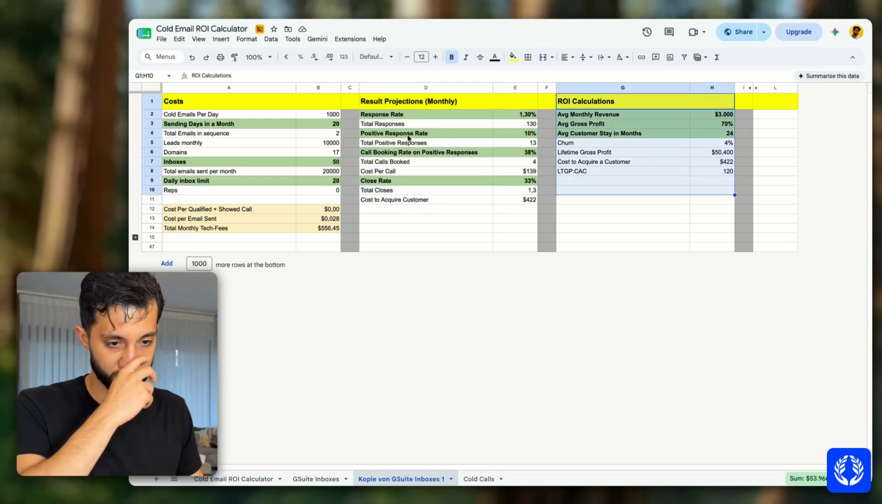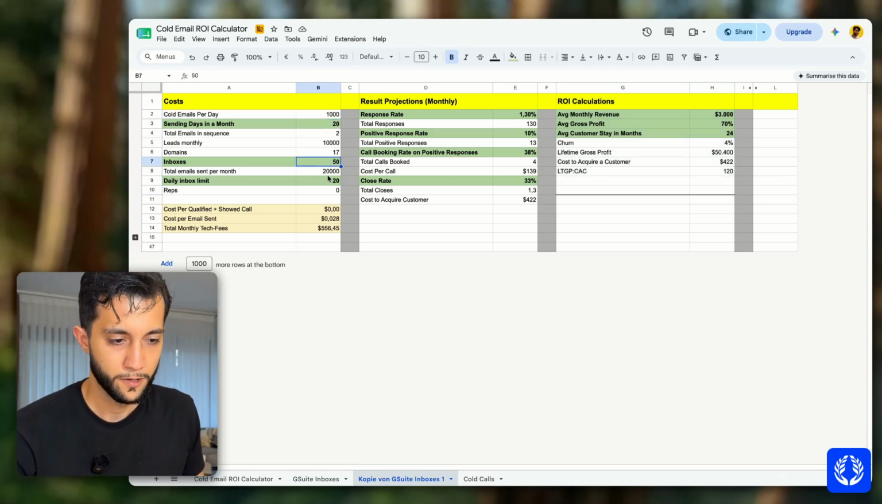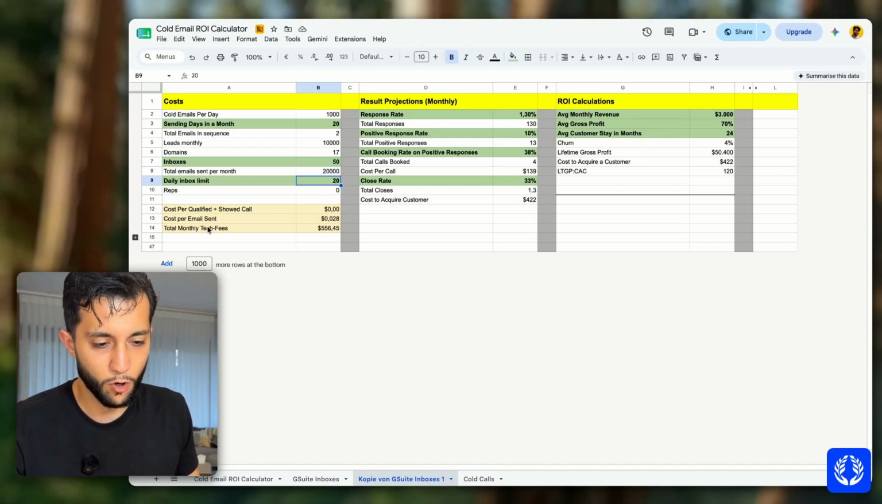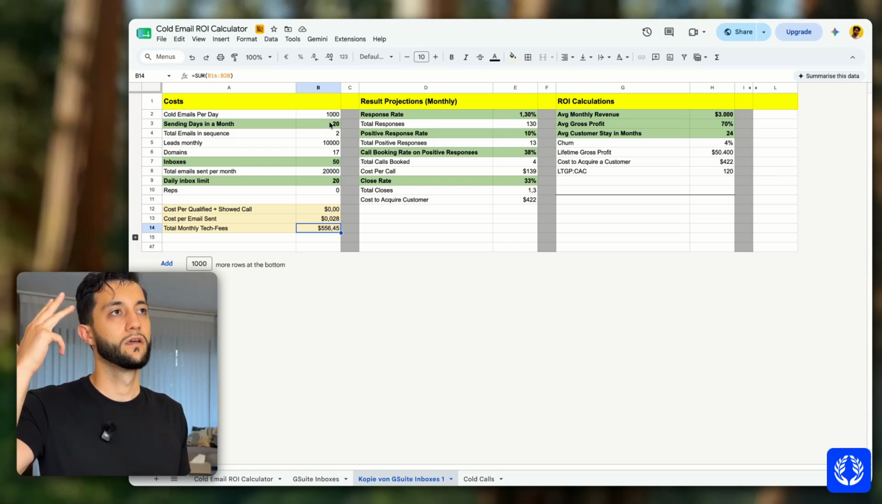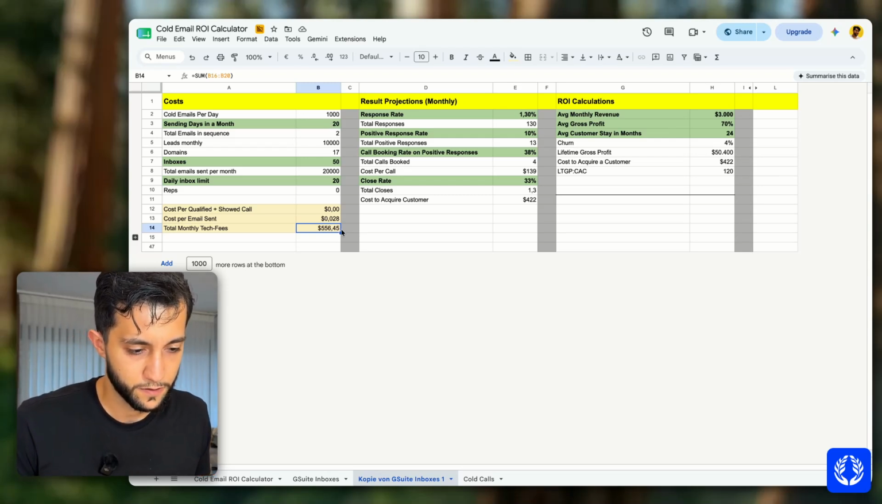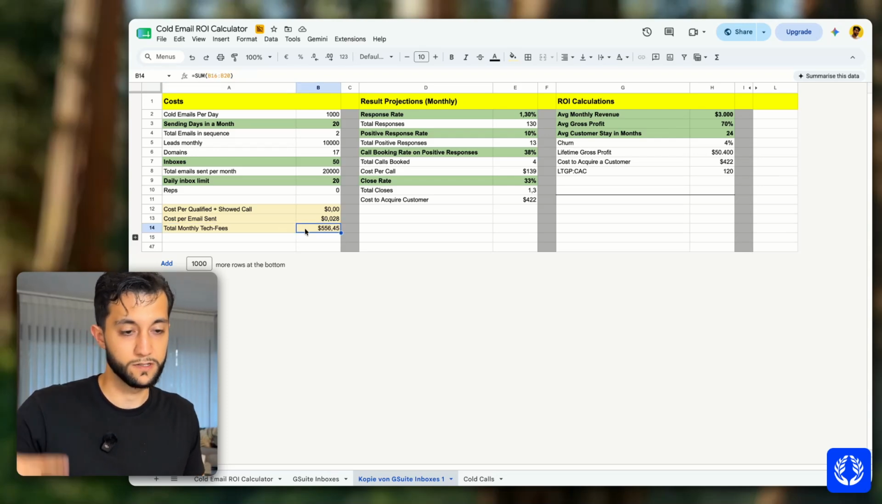So let's make a couple of assumptions. We're setting it on 20 days of the month, meaning only during working days. 50 inboxes, daily inbox limit is 20. If you accumulate all the tech fees together, like the fees to get the domains, get the inboxes, pay Instantly, pay all the prospect data, even with a conservative number, you will pay around $550 a month just in tech fees, assuming you would have to replace the domains every single day.